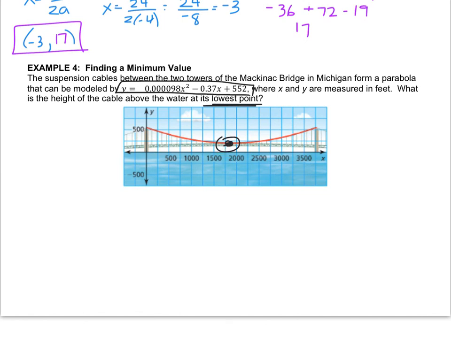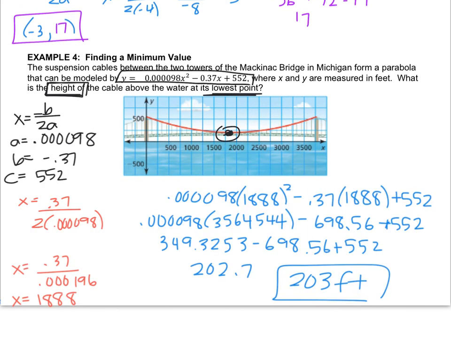So here's what you're going to do. You're going to find the X value of the vertex using the formula X equals negative B over 2A. Then you're going to plug that in, find the Y value, and the Y value is the answer because that's the height of the cable at that point, not the X value and not the coordinate point. All right, when you're ready, go. All right, how'd you do? 203 feet.